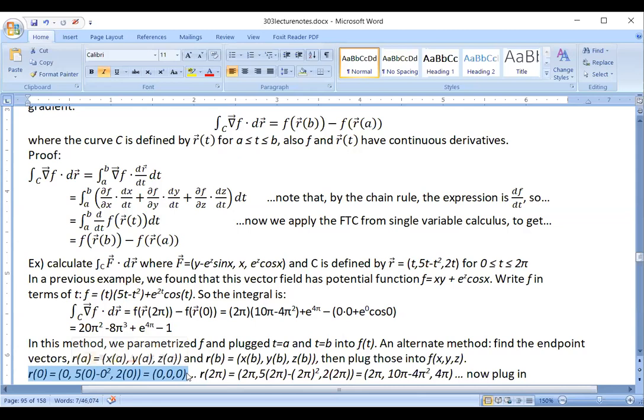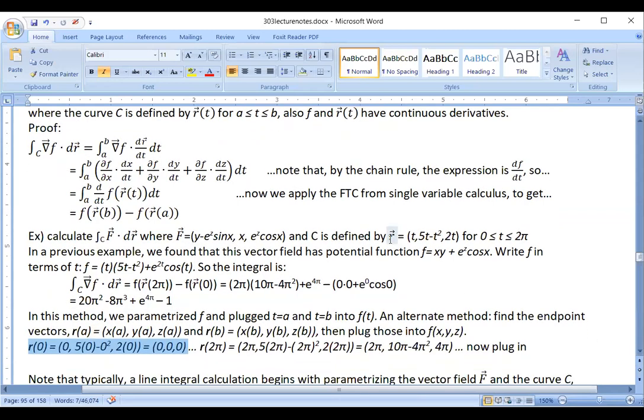Then we would have to plug in t equals 2 pi to the formula for r. And that gives us our second endpoint, our A and B, if you like. That would give you 2 pi, comma, 10 pi minus 4 pi squared, comma, 4 pi. And then you could plug those into the original expression for f, not parameterized. So the original expression for the function f, which is right here.